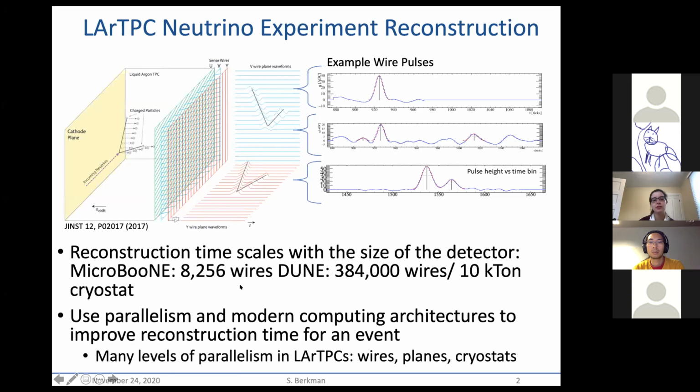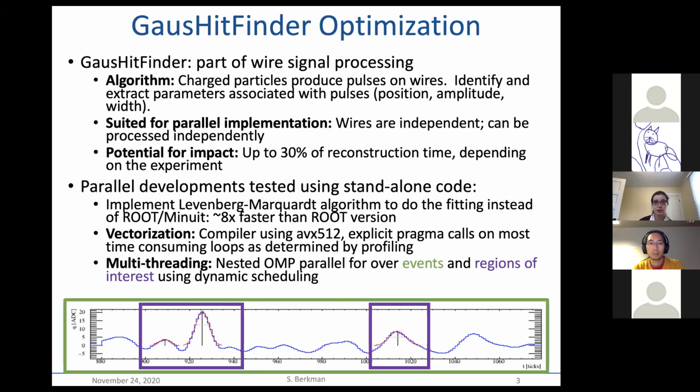And so this means that the reconstruction time will scale with the size of the detector and the number of wires, which is expected to increase by orders of magnitude over the next generation of experiments. So we're using parallelism and modern computing architecture to improve the reconstruction time for an event and to prepare for these next generation experiments. So the algorithm that I'll focus on here is the Gauss hit finder.